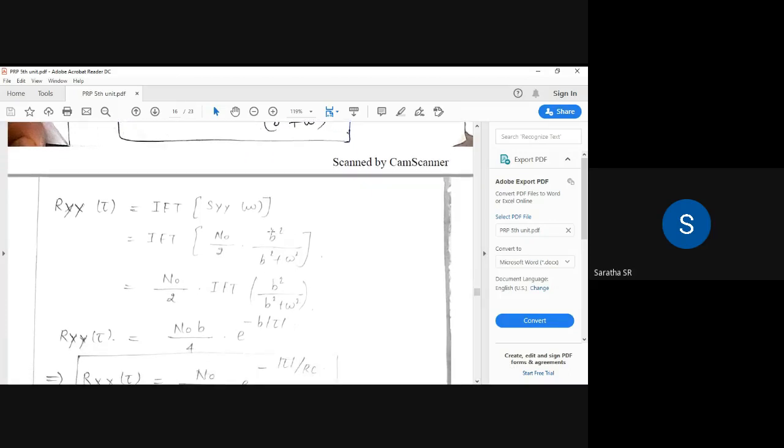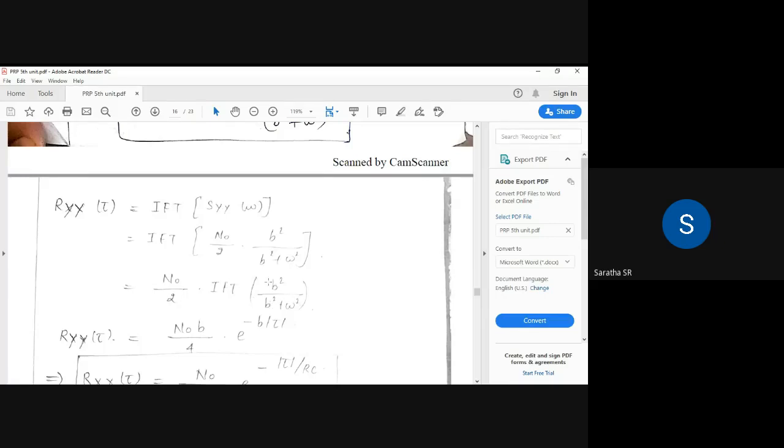So we take b square by b square plus omega square. You remove that b from this, so we'll get N naught by 2 times b, and we have only b by b square plus omega square. Then you multiply by 2 here and here, so we have 2b by b square plus omega square. Already you have 2, so we'll remove it. If you take this 2 from this, we have 4. That is N naught b by 4 we got. So here we have 2b by b square plus omega square.